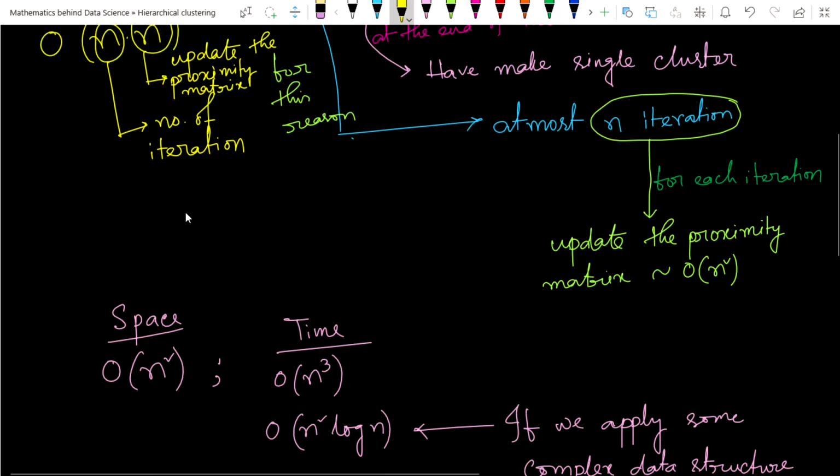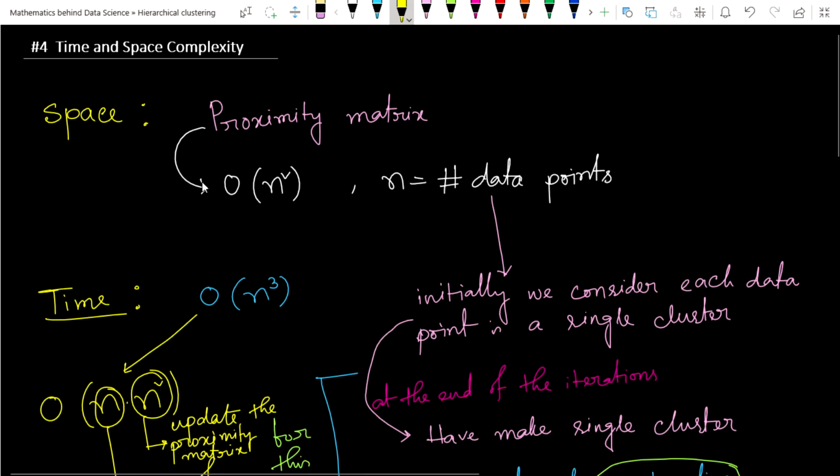So for these reasons, in general we avoid hierarchical clustering. When we discuss density based clustering, we'll see there are some advantages in density based clustering. We'll see these things in the next chapter.